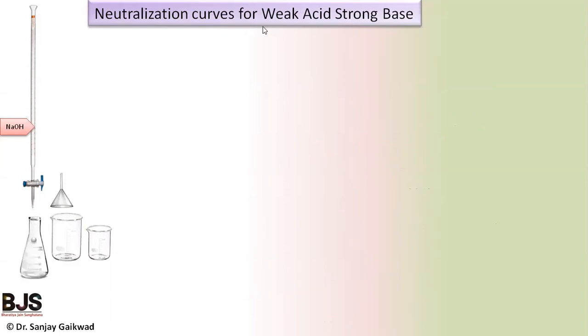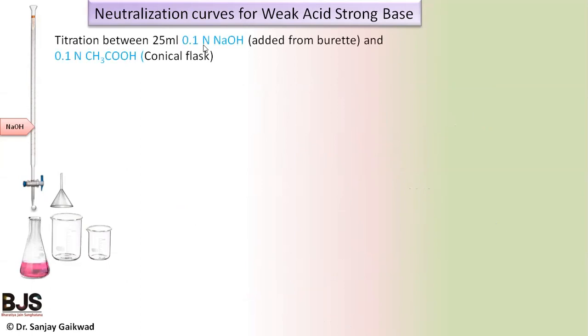The weak acid is acetic acid, and the strong base we are using here is NaOH. Now what happens when titrating between 25 ml of NaOH solution added from the burette and 25 ml of acetic acid solution taken into the flask? Here also NaOH is a strong base, and therefore as NaOH is added from the burette, we have to use the phenolphthalein indicator.